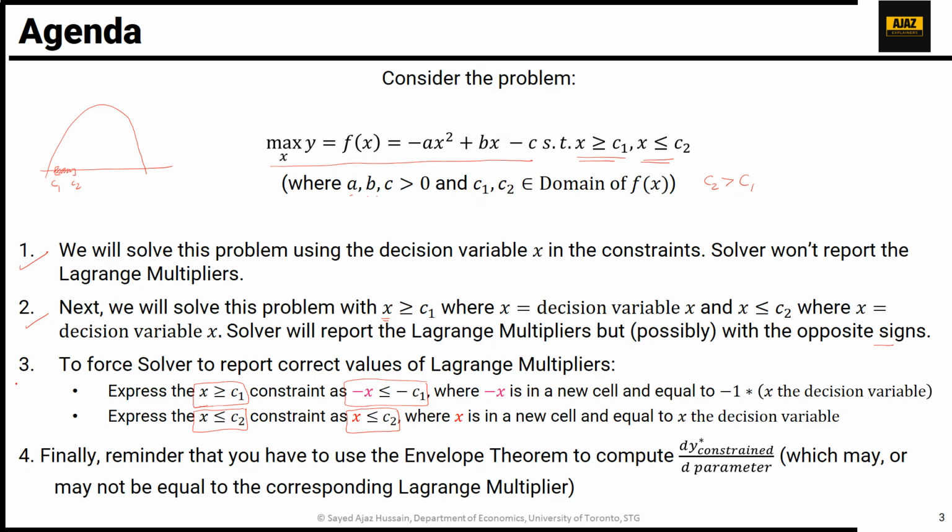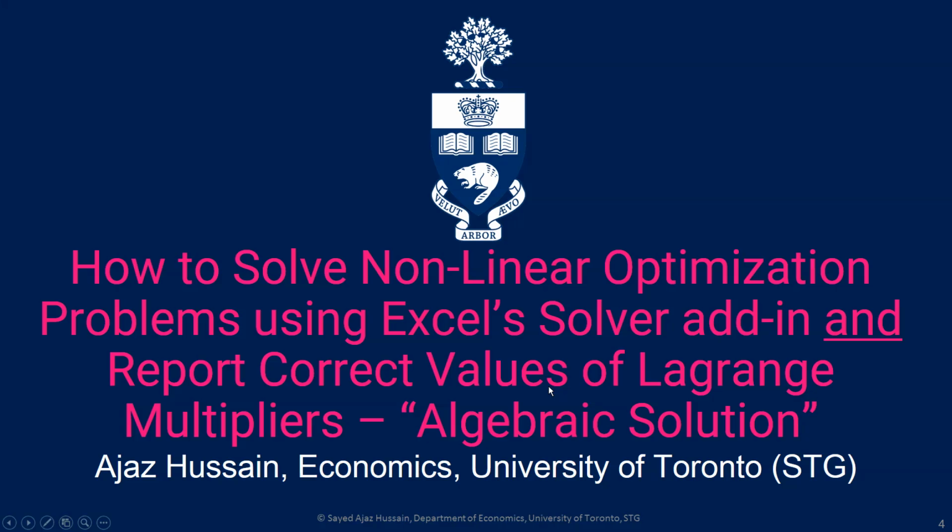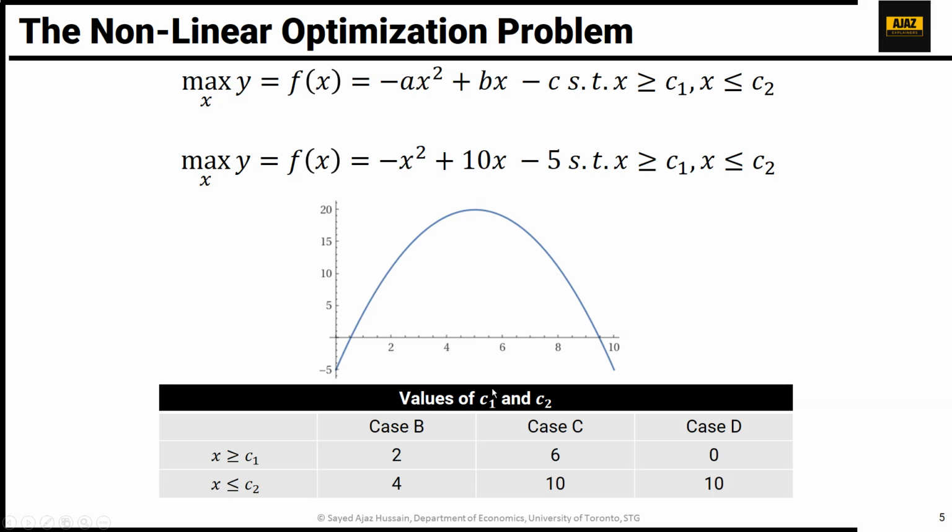And finally, I need to remind you that if you want to know the change in y star due to change in parameters, you must use the envelope theorem. To get the full benefit of this, I think we should solve this by hand so we know that in fact we have the right Lagrange multipliers. This is a good exercise in reviewing optimization, not only because you need it for the winter semester, but also because you need it for the final exam.